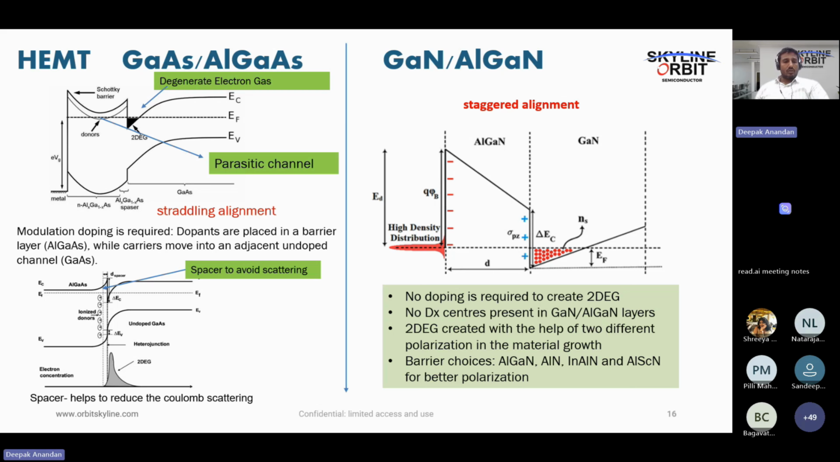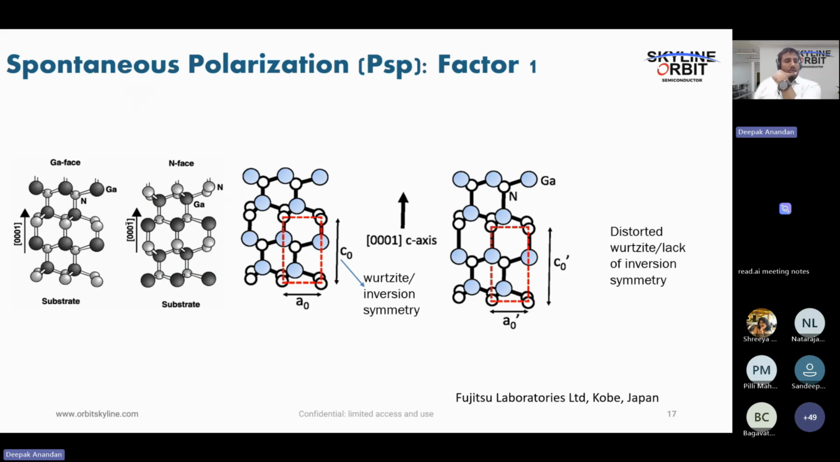So let's look into how the 2DEG is forming in the gallium nitride structures. There are two different factors which contribute to the 2DEG formation. One is spontaneous polarization. Another one is piezoelectric polarization. Let's look into the spontaneous polarization.